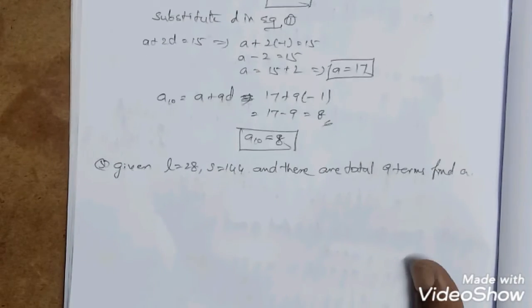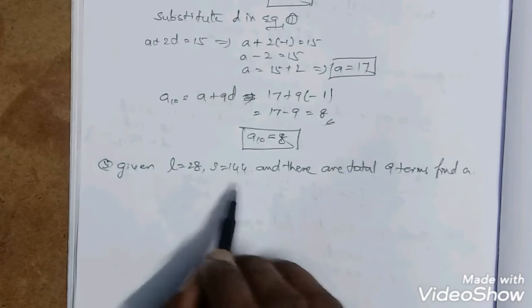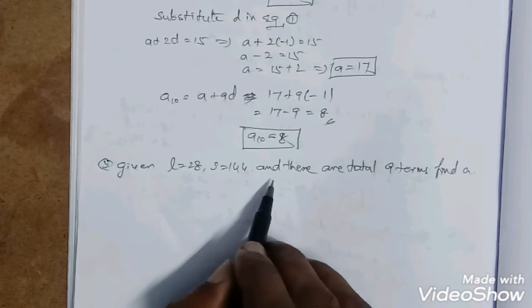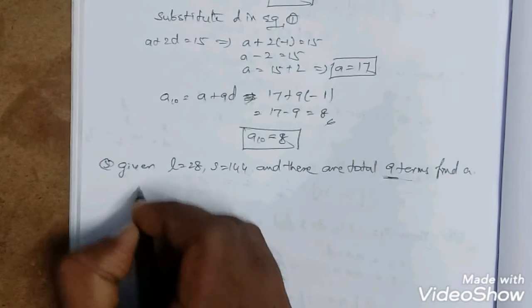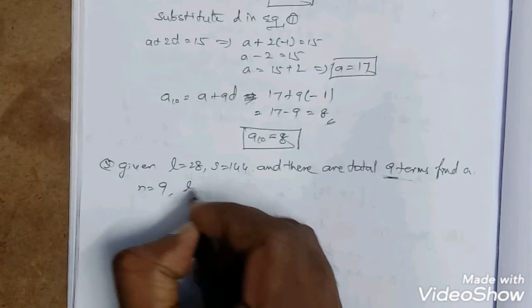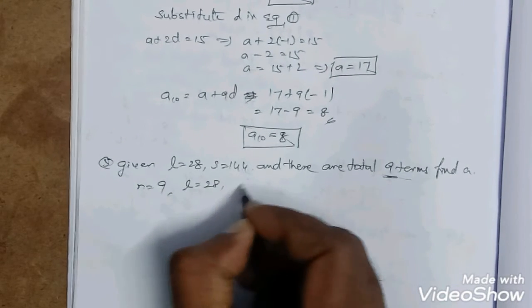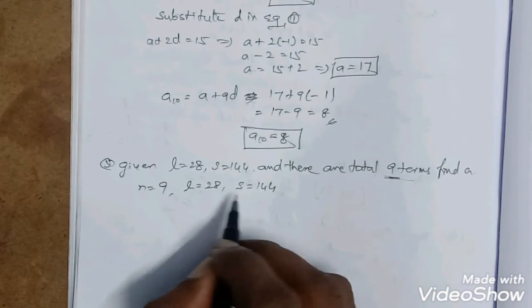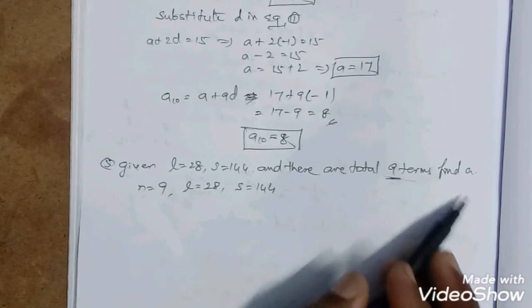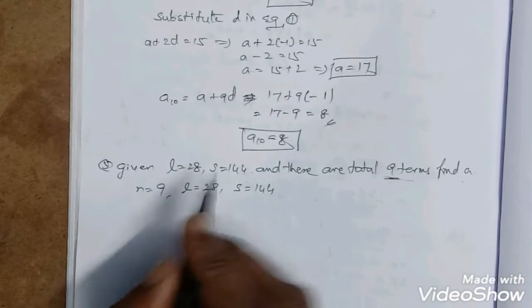Okay, now your next question is given L is equal to 28 and S is equal to 144, and there are total 9 terms. So 9 terms is nothing but here n value is given as 9, L is given as 28, that is last term, and S value is given as 144, means sum of 9 terms, right? Now what you have to find? You have to find the value of A.